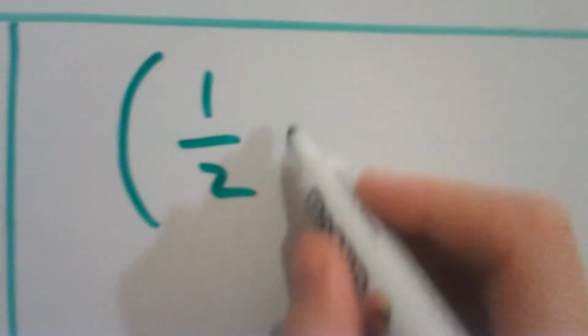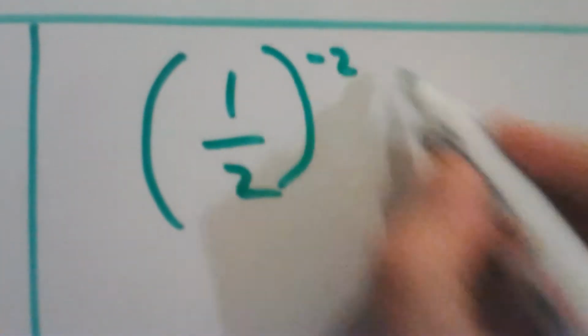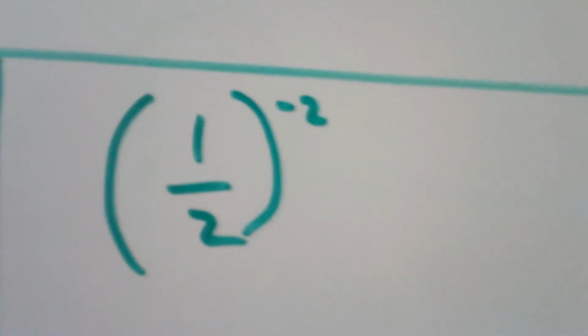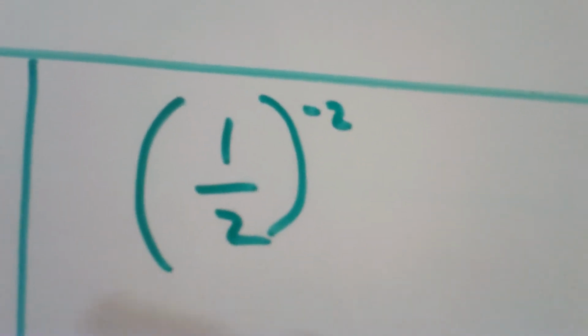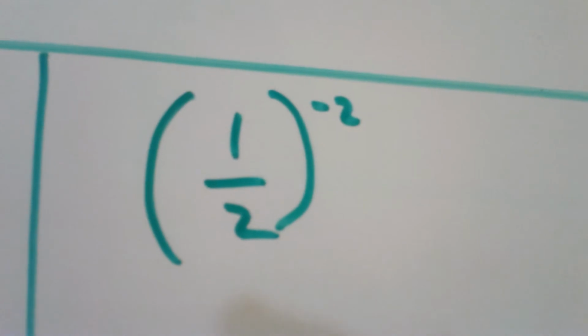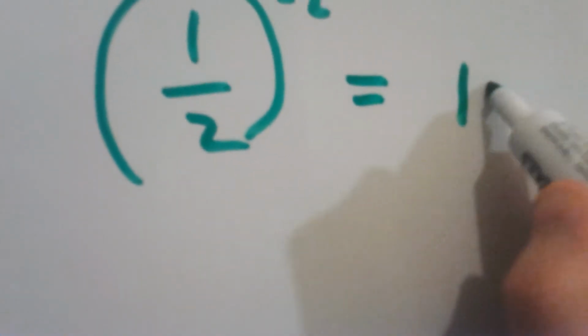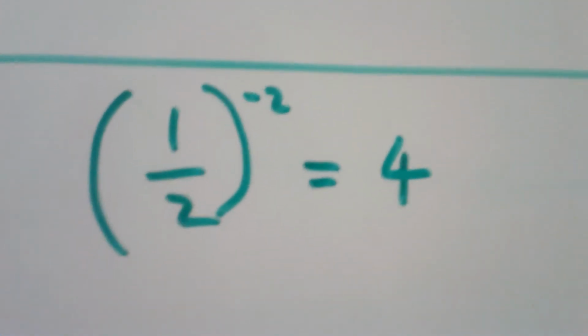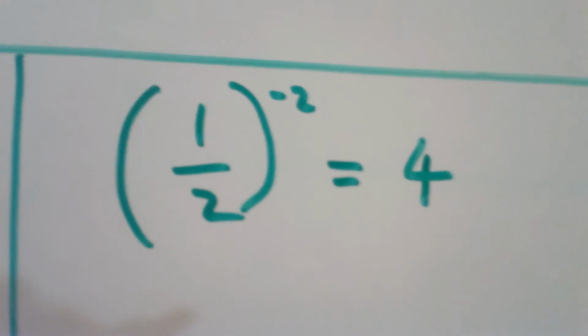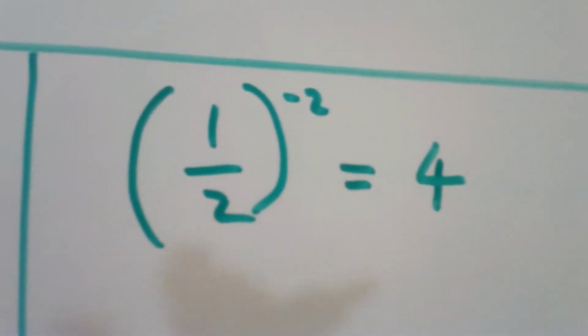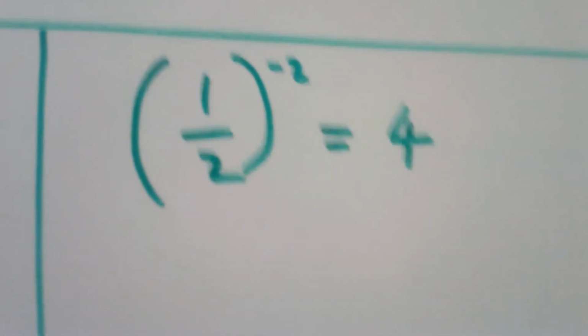Now, what is the inverse of a half squared? A half squared is a quarter, and the inverse of a quarter is 4. So the answer here would be 4. The inverse of a half squared is 4.